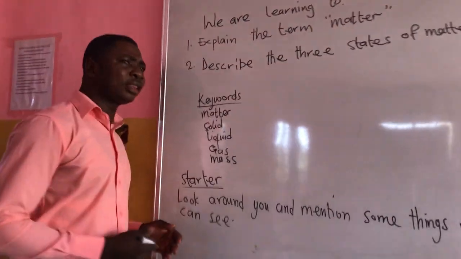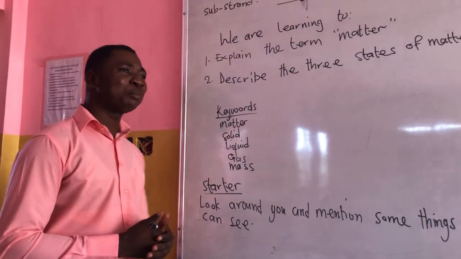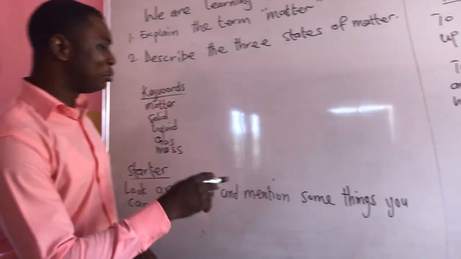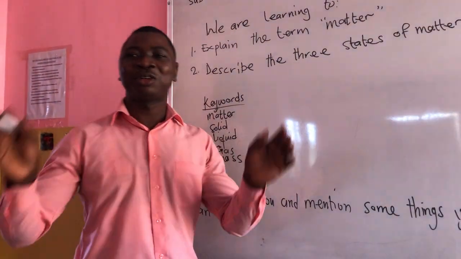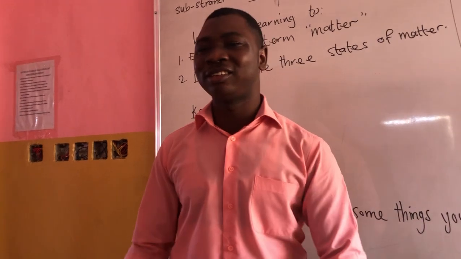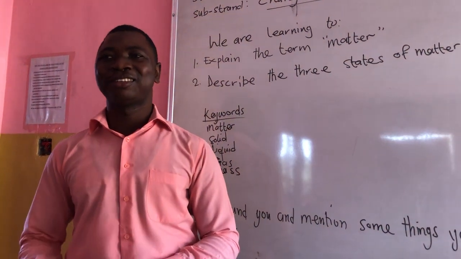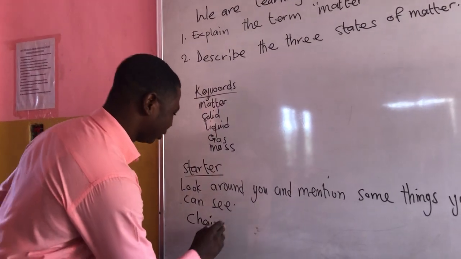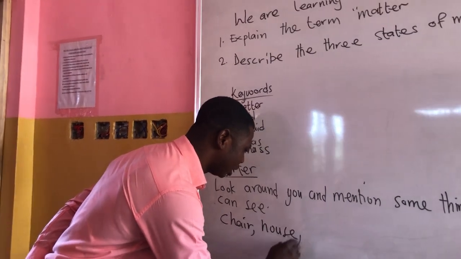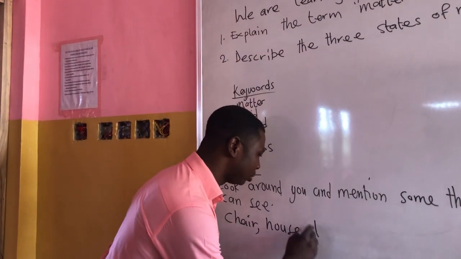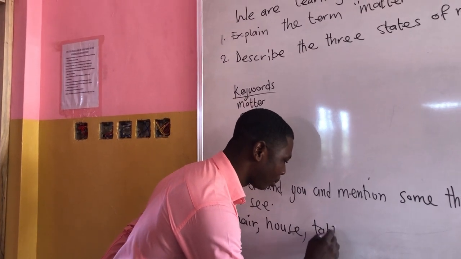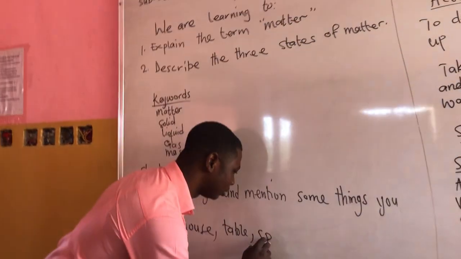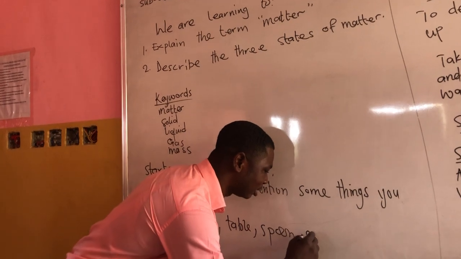Let's come to a starter. Take this starter and then tell me the answer right now. Look around you and measure some things you can see. Just look around you and name anything at all you can see. Chair. House. Table. Spoon. Etc.